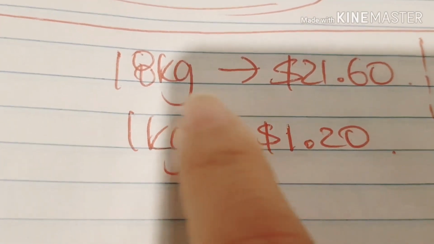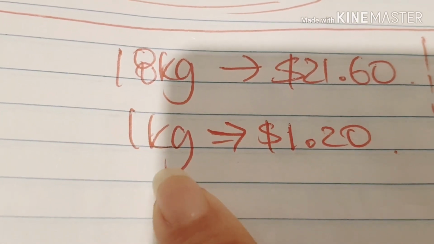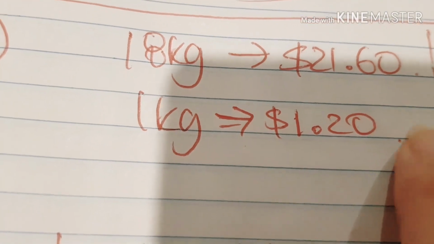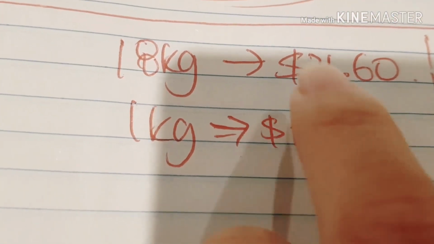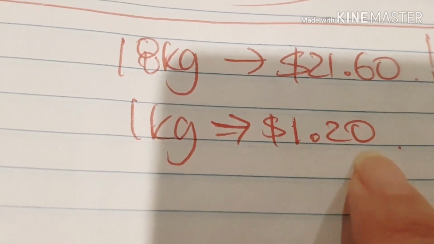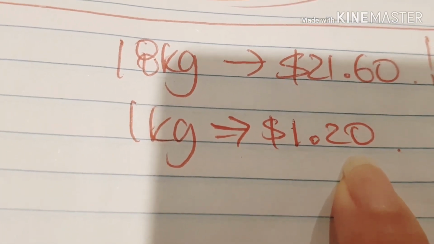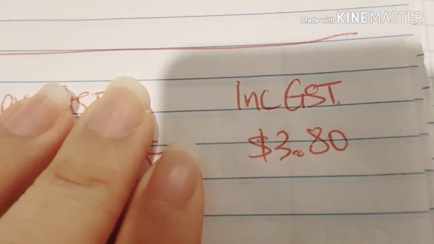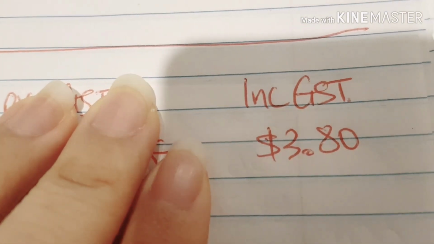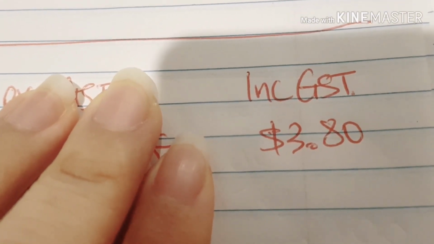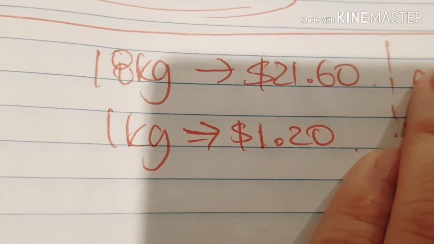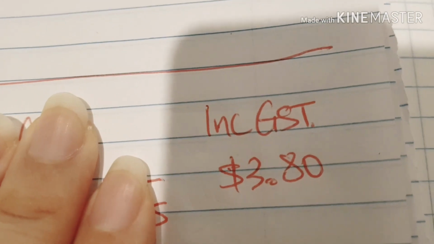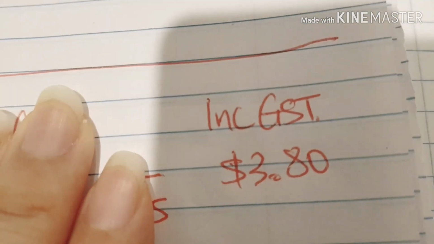Why is that? This is 18, this is 1 kilo, so therefore I'm going to divide this by 18 to make this 1 kilo. So this divided by 18, I would end up having $1.20. Okay, then the shop sold the apples for $3.80 per kilo. I bought it for $1.20 each, sold it for $3.80.